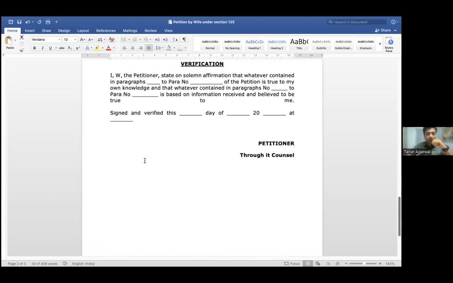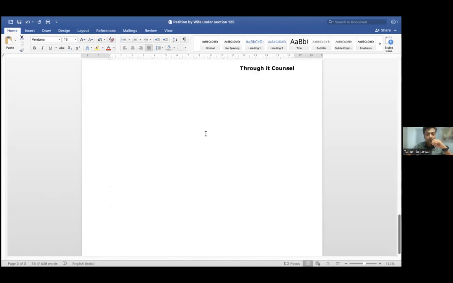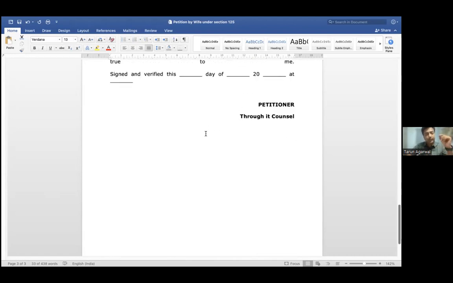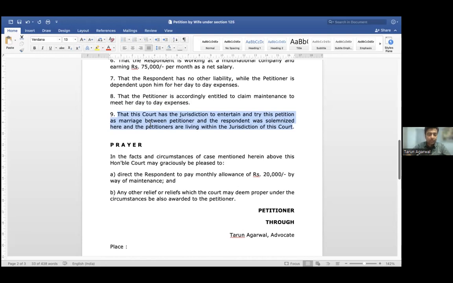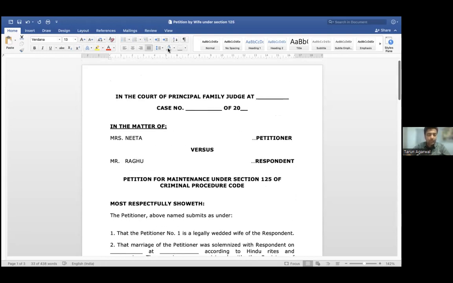The prayer clause is followed by a verification clause, and then by an affidavit, wherein the petitioner states on oath that whatever is stated in my application or petition is true to my knowledge, it's correct, and it has been filed by my counsel under my instructions. I have read through the contents carefully. So this is a basic draft of a section 125 application. Now, just to go back to our slides.